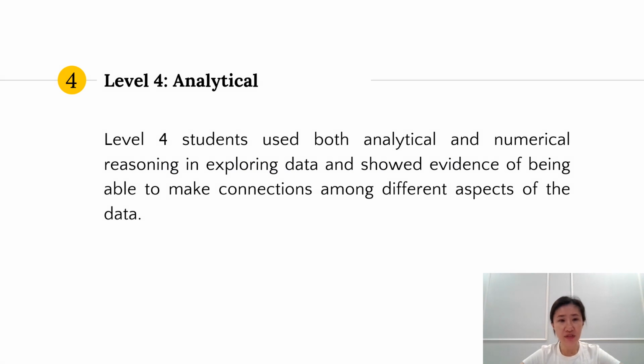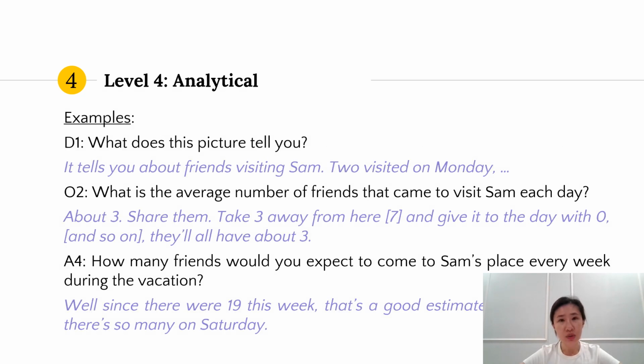And lastly, we have level 4, the analytical level. So the analytical level is the highest level where they are able to explore the data while showing evidence of being able to make connections among different aspects of the data. So this is the highest level, and let's look at their responses here, and you can compare that to the 3 other previous levels that we have discussed earlier.